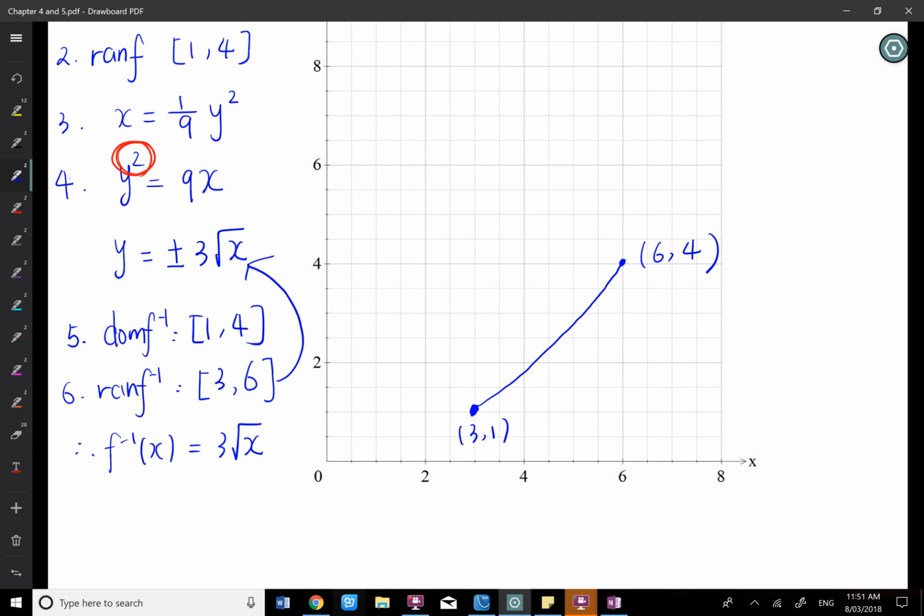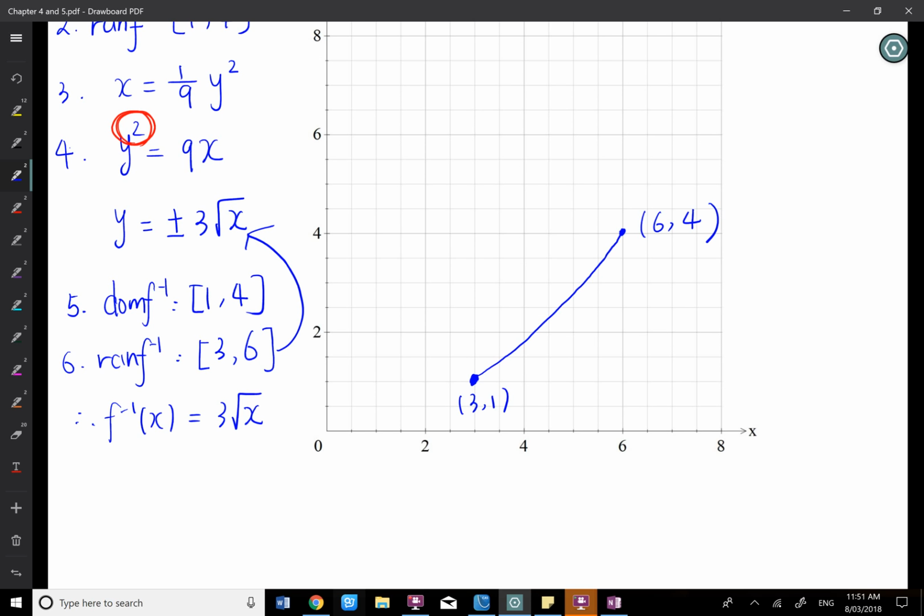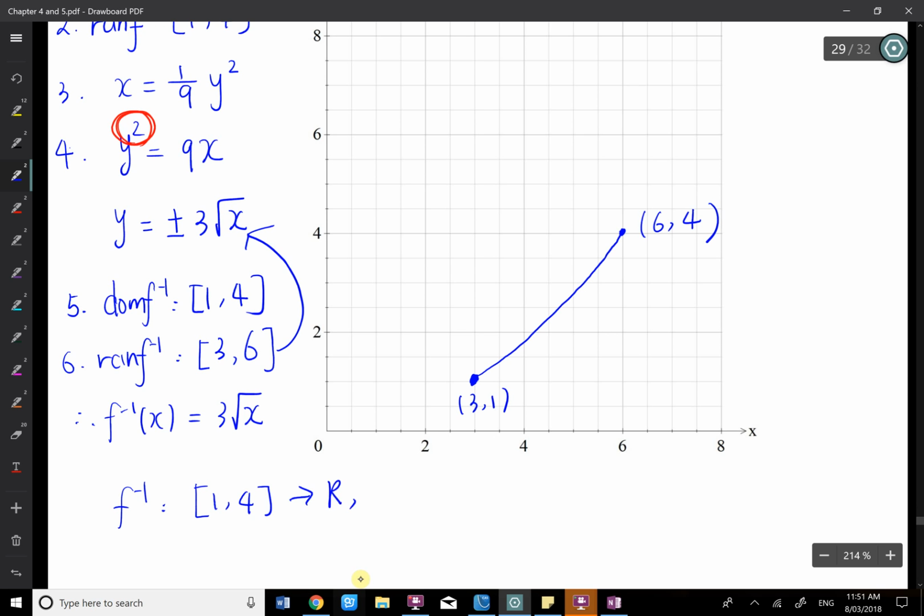You need to write plus minus there, and then you decide after you find your range. You need to give a reason. According to y squared equals 9x, my y can be plus or minus 3 root x, but I need to decide which one to take. I can only tell when I know my range. Because the range is always positive, you can't have a negative value. So you will have the positive 3 root x. So I will write f inverse as 1 to 4 mapping to R, f inverse x equals 3 root x.